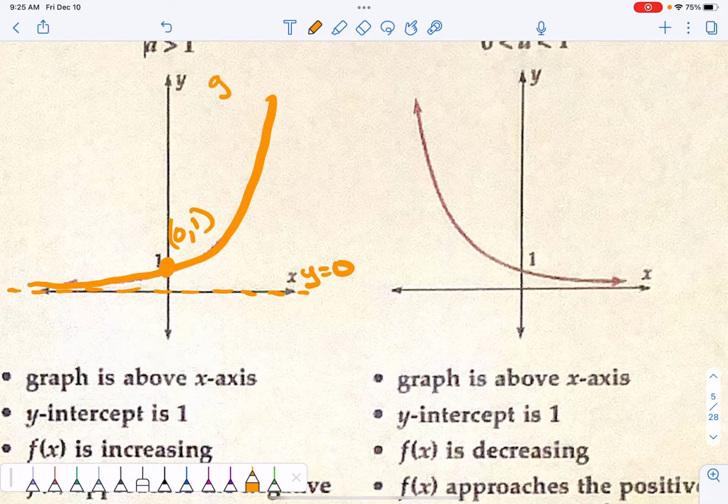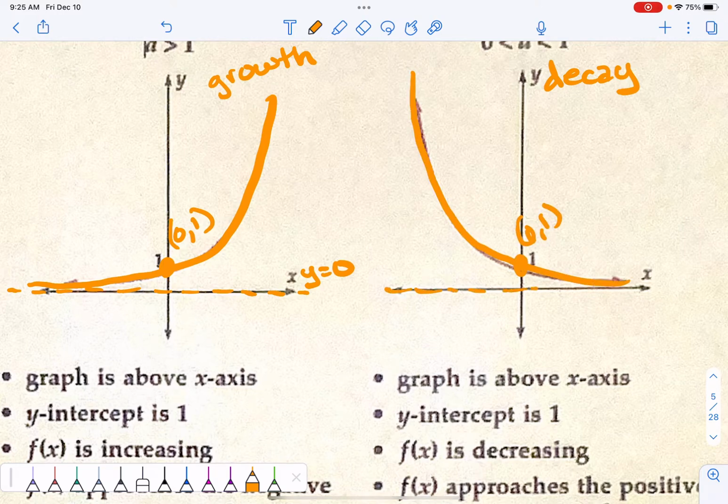And this is for an exponential growth. An exponential decay will look like this, still intersecting at (0, 1), still having a horizontal asymptote, except it'll be going downhill, okay?